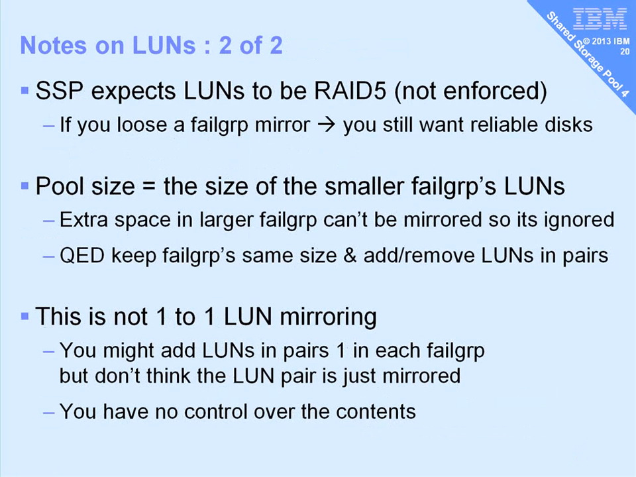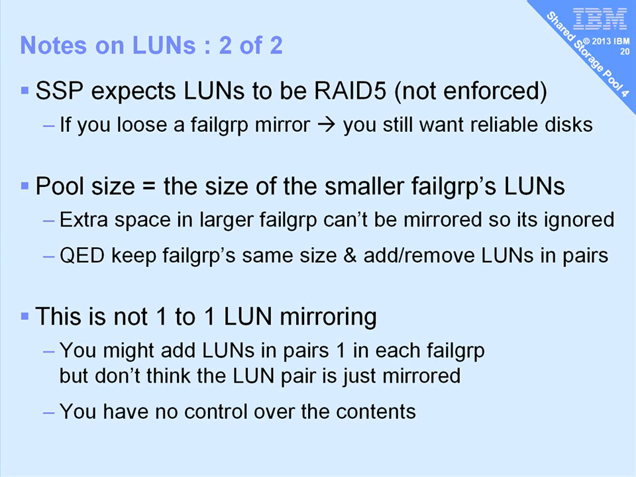Shared storage pool expects those LUNs to be RAID, probably RAID 5, but it's not enforced. If you're using 2 failure groups for disaster recovery, if you lose a mirror, then you're back down to 1 copy, and you want those to be reliable disks, so don't use JBOD. The pool size will be the size of the smallest failure group. The extra space in the larger failure group can't be mirrored, so it can't be used, it's just ignored. This probably means it's a good idea to keep those failure groups the same size.